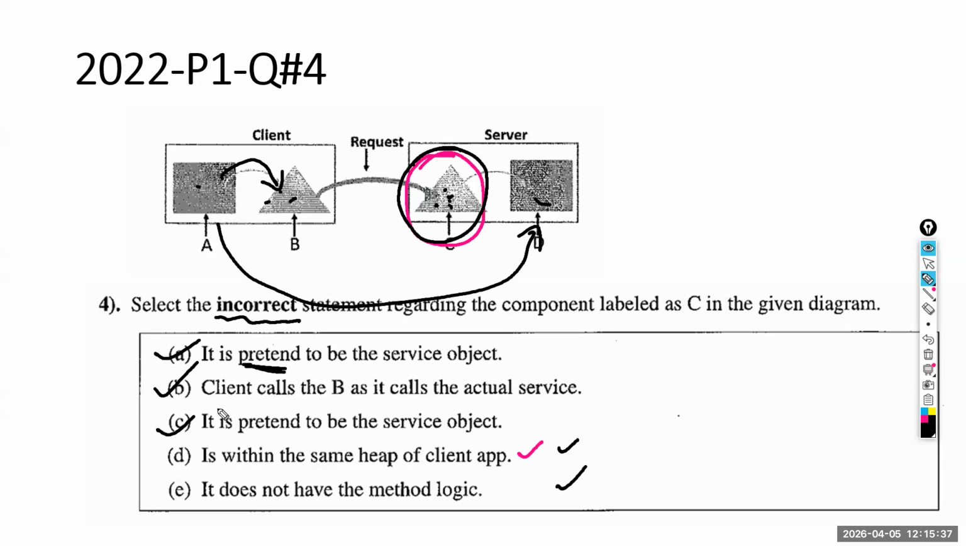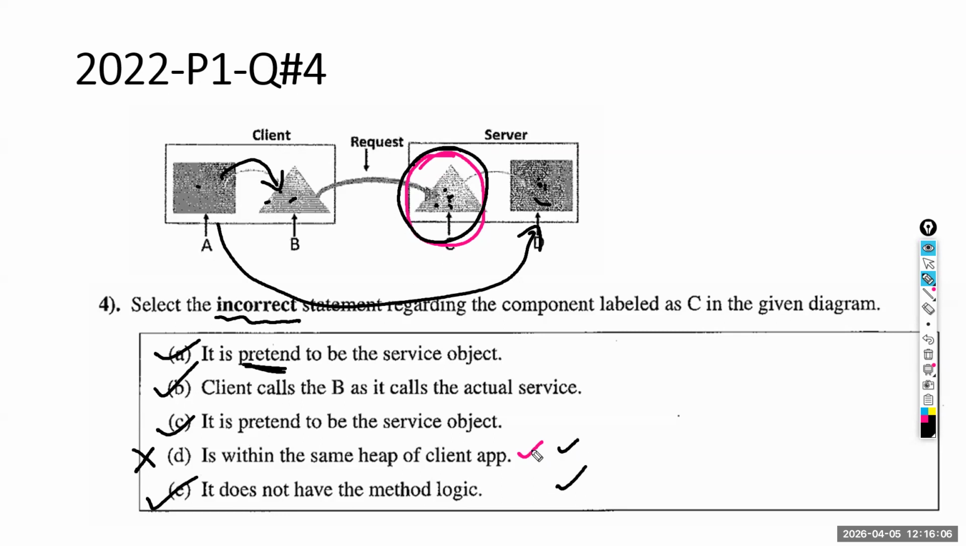Okay. D. Is within the same heap as client. No. So this is not within the same heap as client. This is the server. So that is wrong for me. E. It doesn't have method logic. Yes, it doesn't have method logic. Method logic is here. So therefore, I'll go for D.